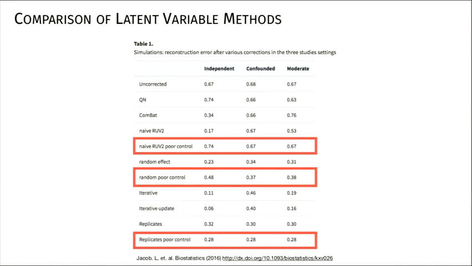As an example, I think some of these techniques have not yet been applied in neuroimaging, but you can see that some techniques do much better in dealing with confounded latent covariates than others. And so you have to be kind of cautious in looking at latent variable modeling techniques.